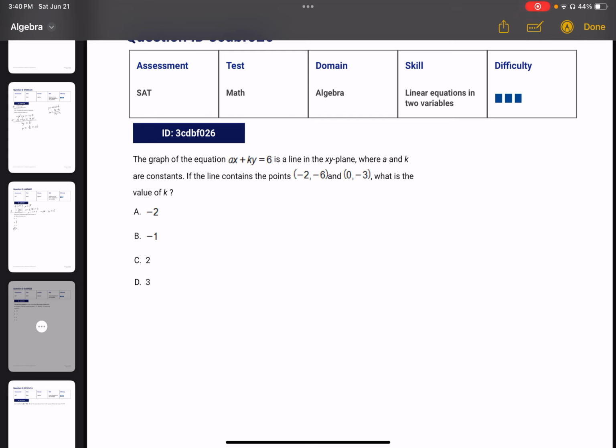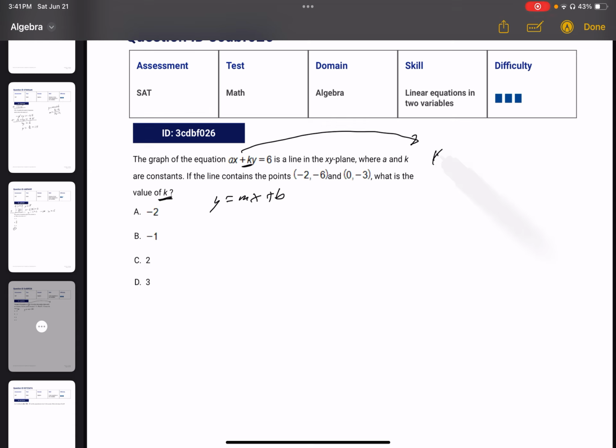This one is a little more tricky. The graph of the equation ax plus ky is equal to 6 is a line in the xy plane where a and k are constants. If the line contains the points (-2, -6) and (0, -3), what is the value of k? In this problem, we have to solve only for the constant k, not so much a. We know how to find an equation in the form y is equal to mx plus b, so we're going to change this linear equation with constants into that format.